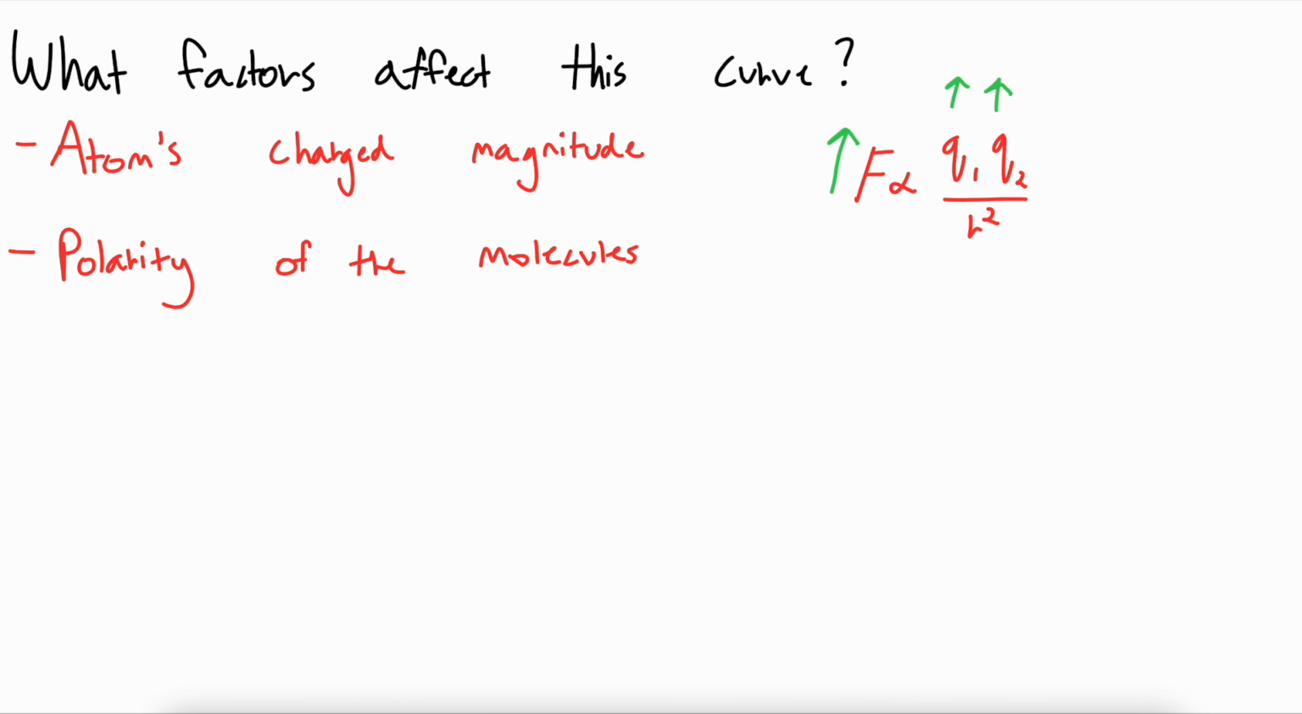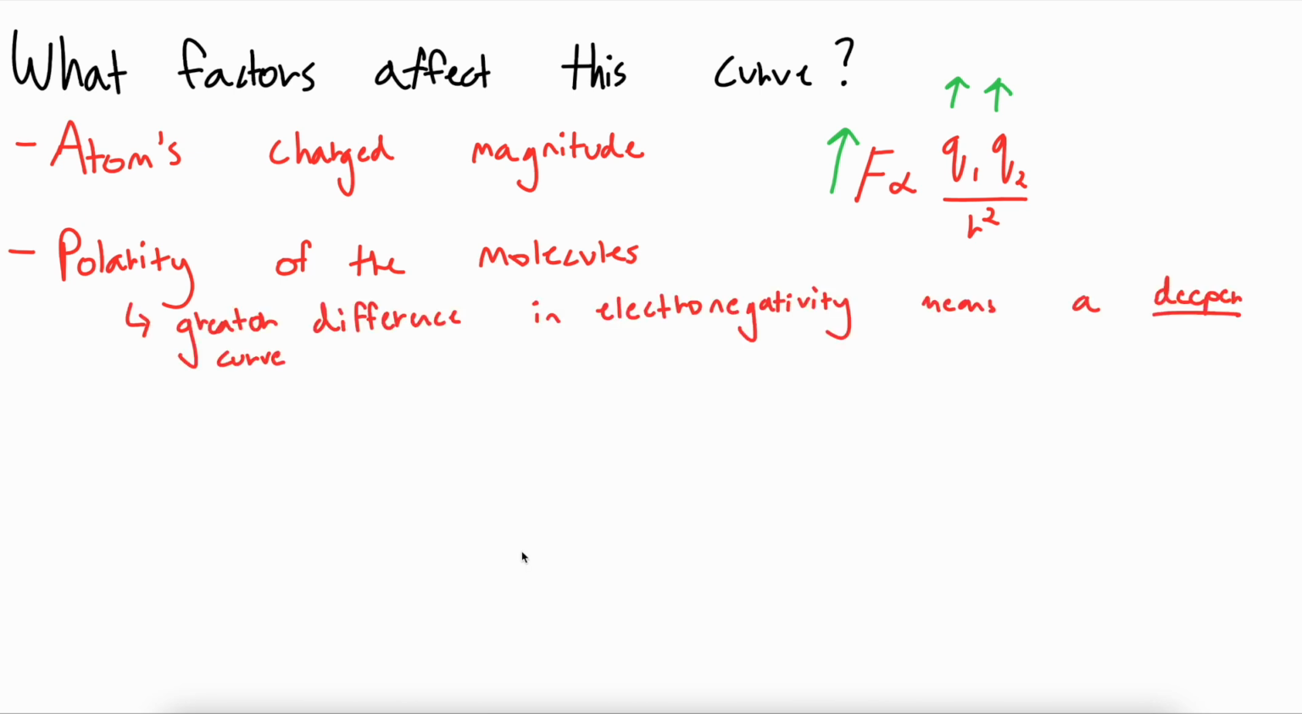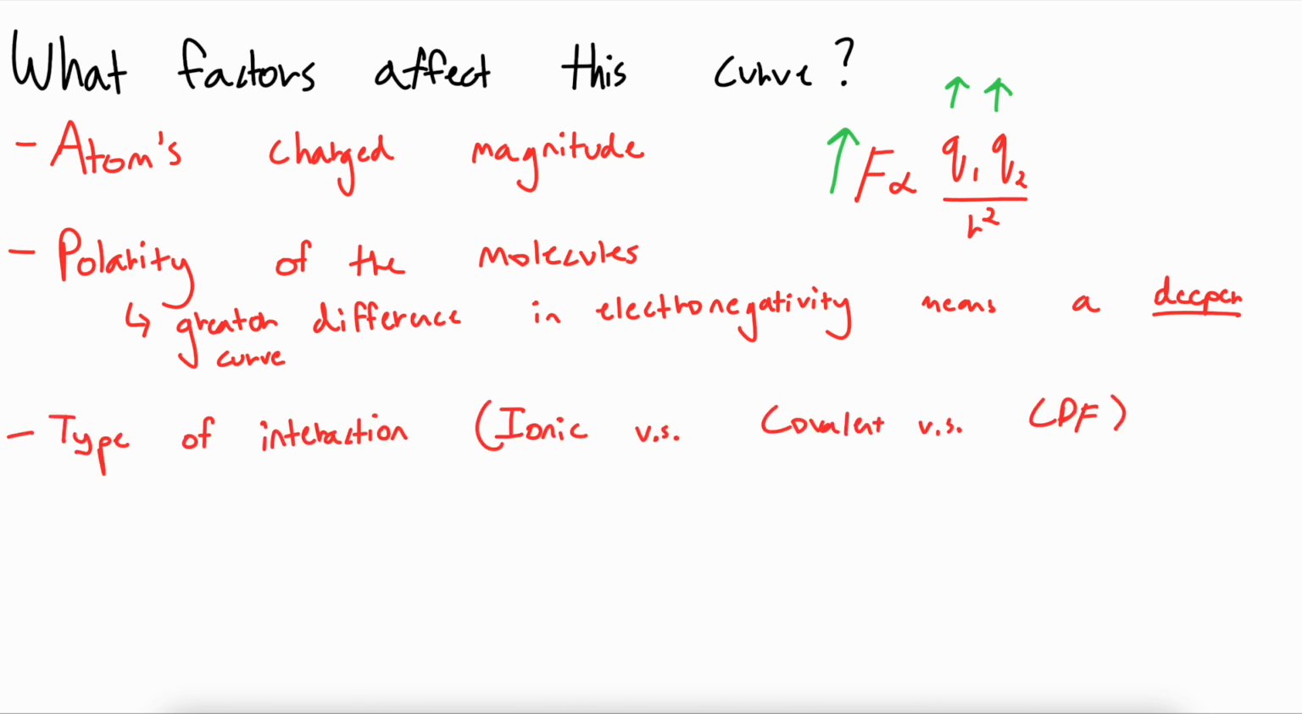If this doesn't make sense, or you haven't seen those videos on my channel yet, I highly recommend you check them out. This also means that the type of interaction between the atoms will affect the deepness of the curve. The stronger the bond we are forming, the deeper the curve. So covalent bonds would have much deeper curves than hydrogen bonds, which would have deeper curves than London dispersion forces, and so on.